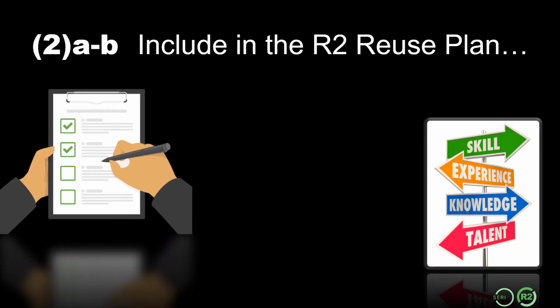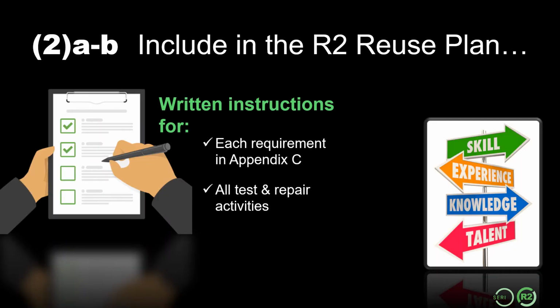The reuse plan must include written instructions for each of the requirements in Appendix C and for all test and repair activities undertaken by the R2 facility. The plan must also clearly identify the competency requirements for all workers involved in the test, repair, or verification activities. This is to ensure that workers are qualified to perform the activities assigned to them.